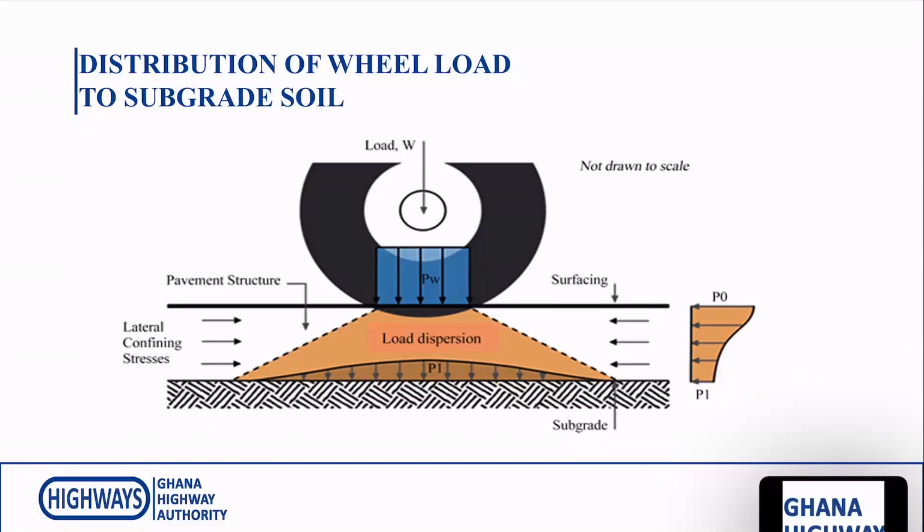On this, you will see the loading imposed by a wheel of a vehicle. Now, the function of a pavement structure is to support traffic load on the pavement surface and to spread or distribute the load to the subgrade soil without overtaxing its strength or those of the various overlying pavement layers.